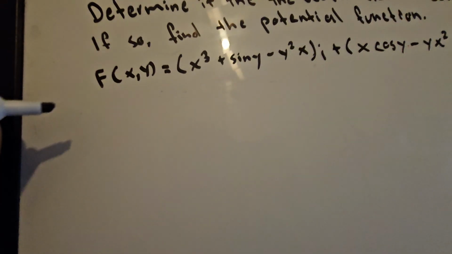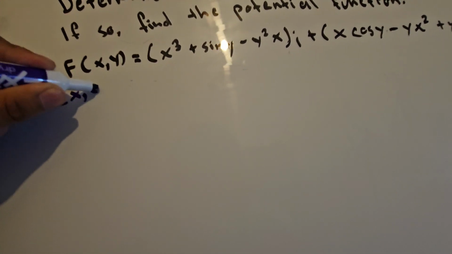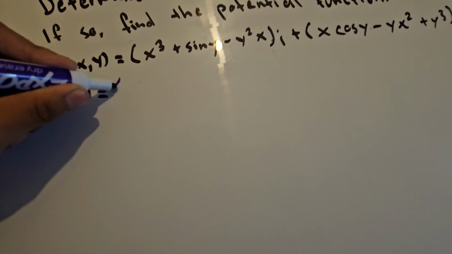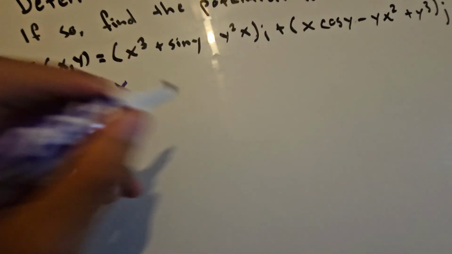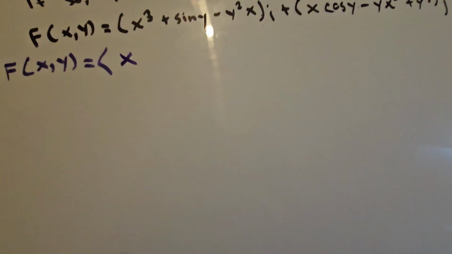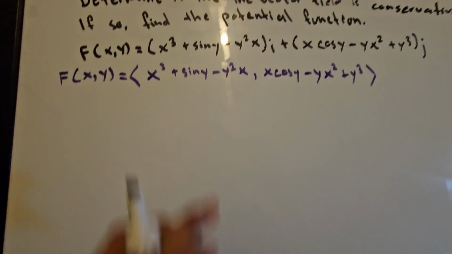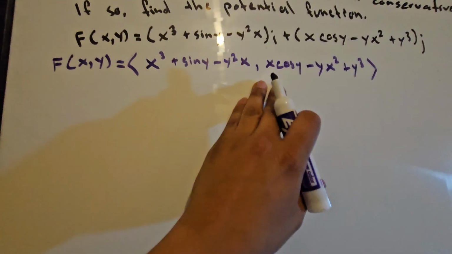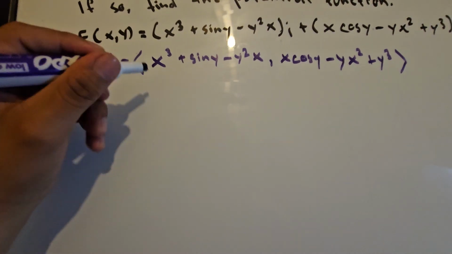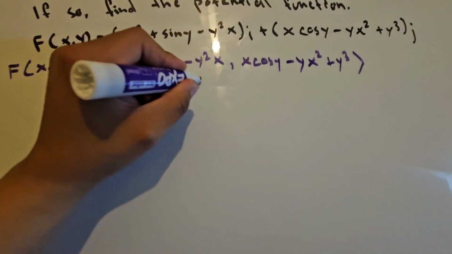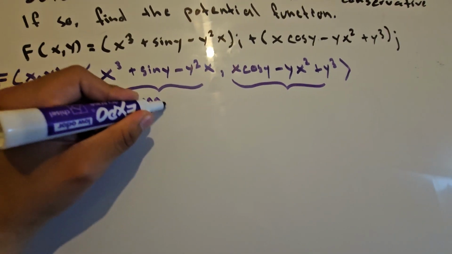So first things first, I actually like writing the vector field in vector form. So I'm just going to go ahead and write down what we have here in vector form. So this is it in vector form. Notice how they're the same functions and same components inside of the vector. Let's label these. You can label them whatever you want, but let's label this one M, and this one N.